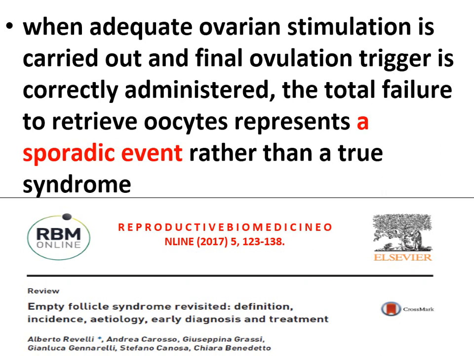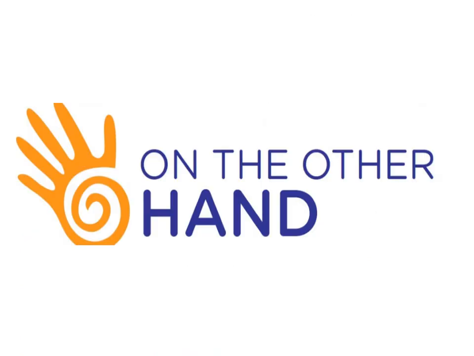And if you induce the cycles, induce superovulation with perfect drugs suitable for the patient's age and hormonal status, with good drugs correctly administered, the total failure rate to retrieve oocytes is a very rare case, and actually it is a sporadic event as mentioned in many publications. So the occurrence of empty follicle syndrome is criticized by many authors.